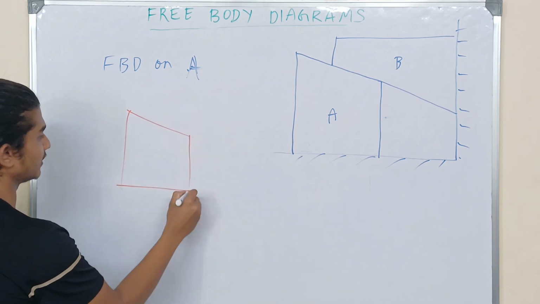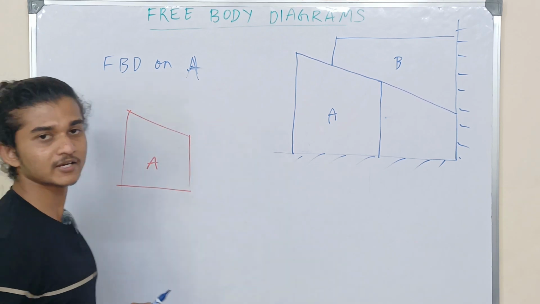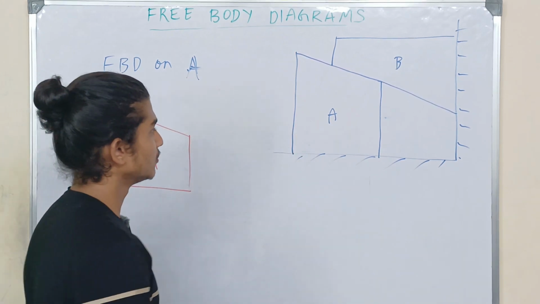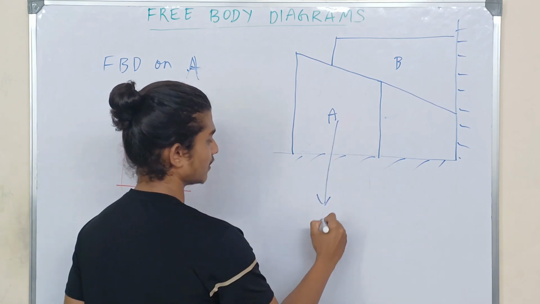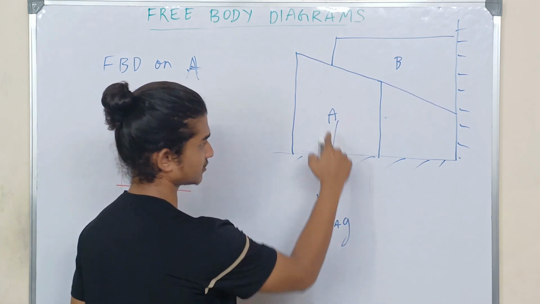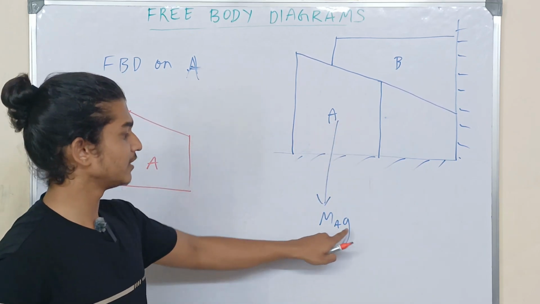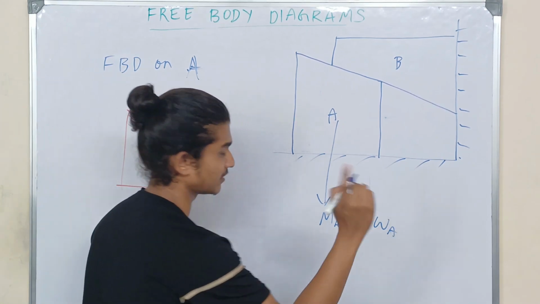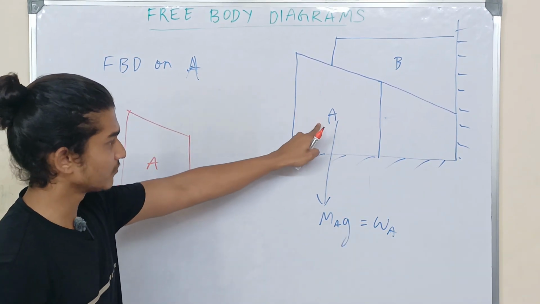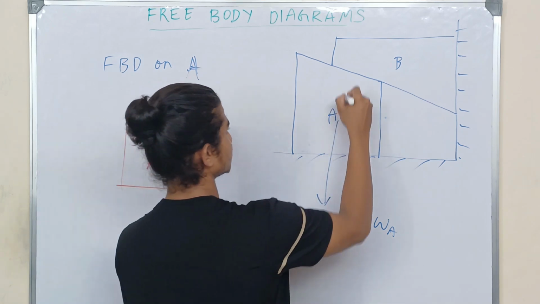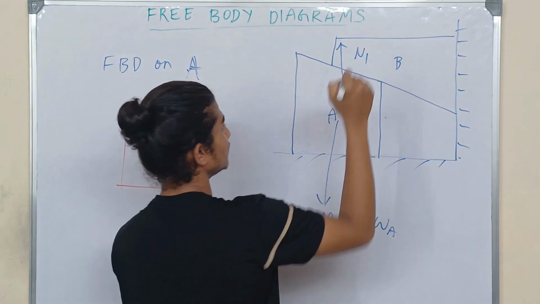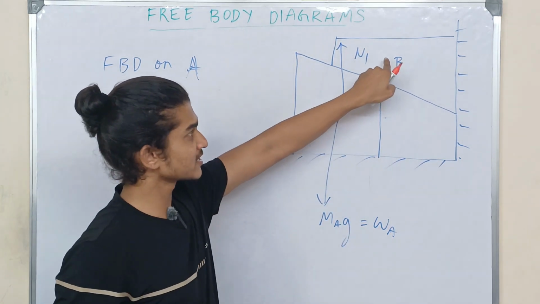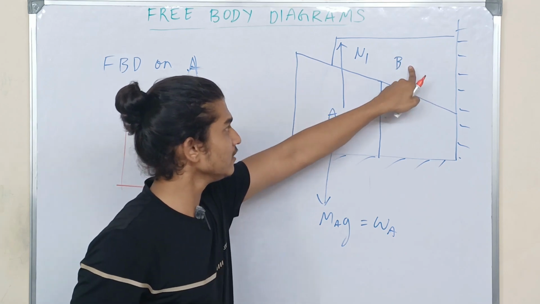So this is how body A looks, and identify all the forces acting on the body. So the first force is Ma into g, which is mass of A into acceleration due to gravity, which is weight of A, Wa. And the next one is normal reaction of A due to its own mass, which I'll write N1. And the next one is normal reaction of block B on block A.